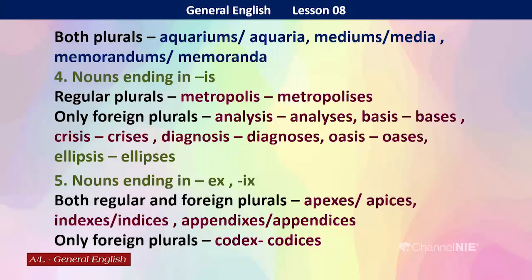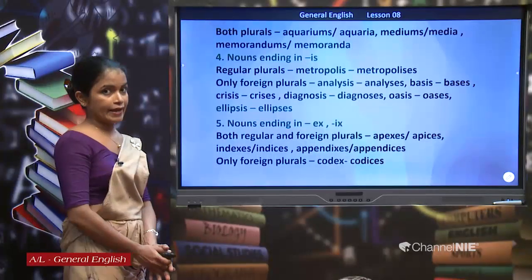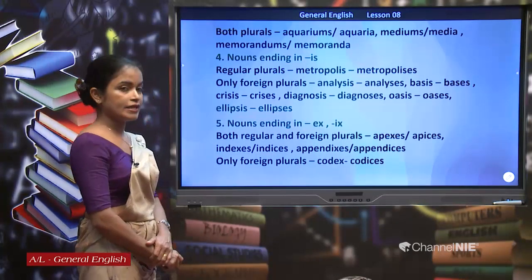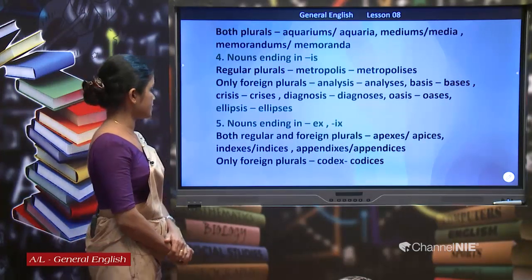Meaning has become plural. Crisis, crises. Diagnosis, diagnoses. Oasis, oases. The nouns end with is and they form their plural form by adding es at the end. Ellipsis, ellipses. Likewise. Then let us look at the nouns ending in ex or ix.